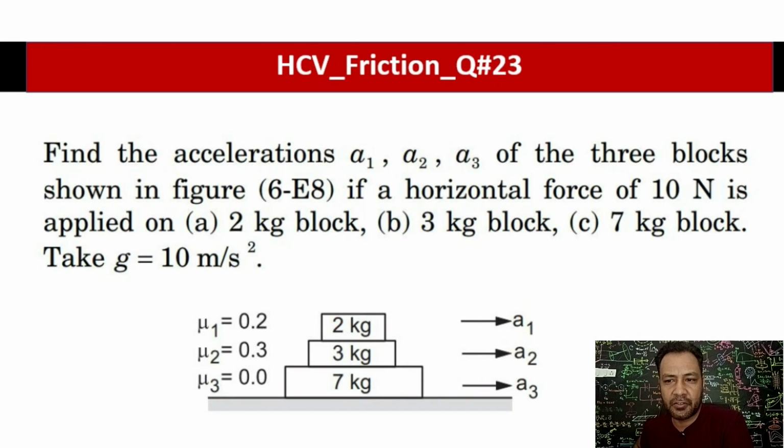Hey all dear friends, let's see this question of a 3-block problem from HCV. As you can see on the screen, there are 3 blocks of 2 kg, 3 kg and 7 kg placed one over the other on a horizontal surface. The coefficients of friction between them are given.